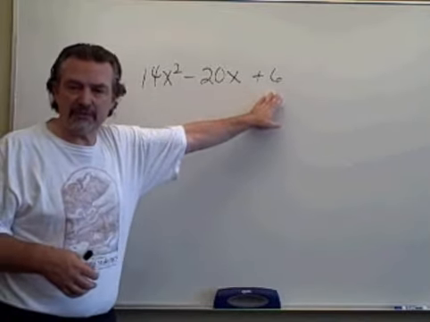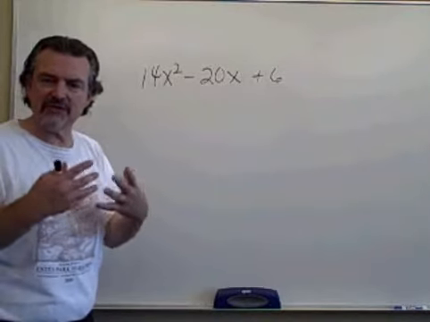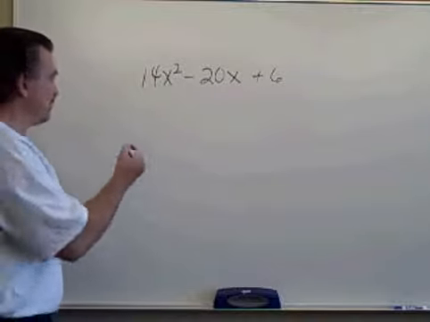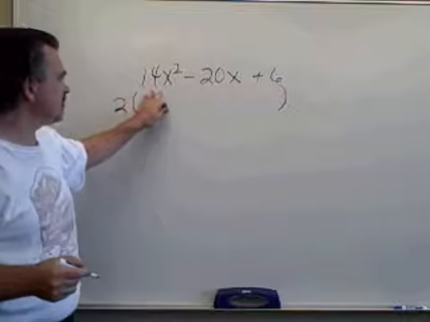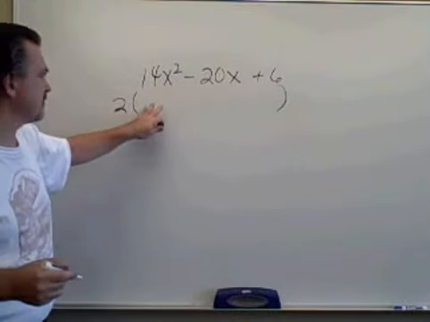This term does not have a variable at all. Remember, the common factor must be found in every single term. So the common factor I can divide out here is the common factor of 2. So I take each of those terms, divide it by 2, and put the result inside the parentheses.